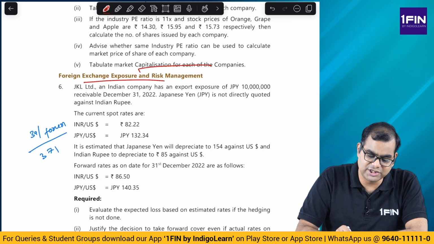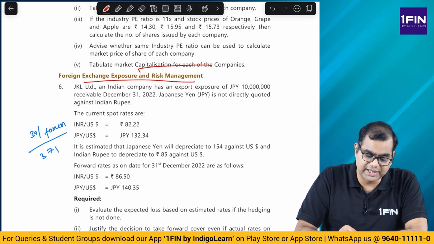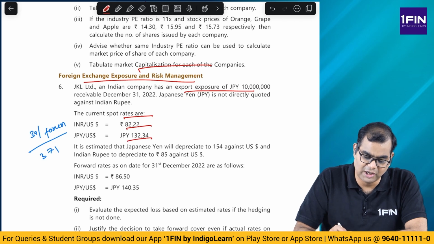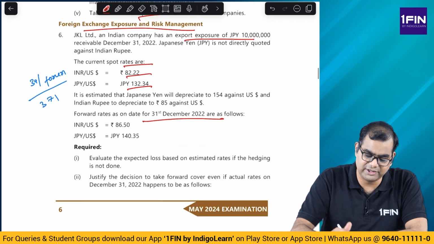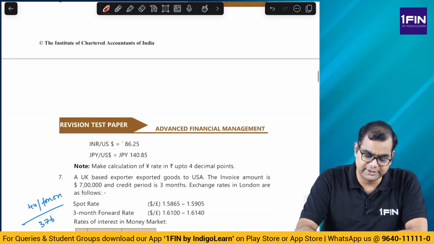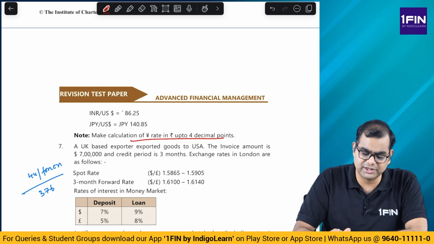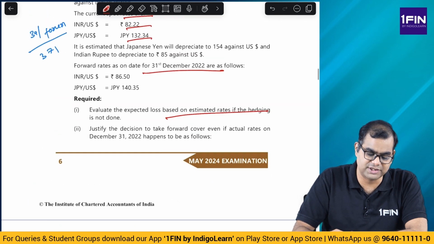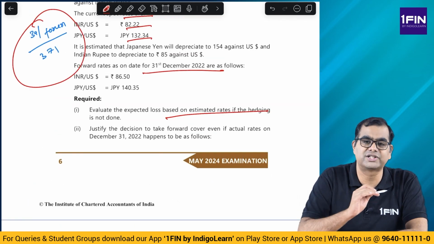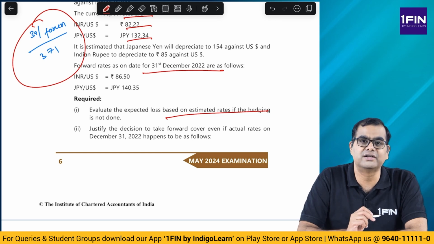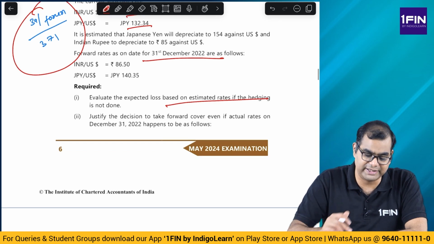Okay, foreign exchange exposure and risk management. JK Limited has an export exposure of so and so, current spot rates of JPY and USD are so and so, forward rates are so and so, evaluate the expected loss based on estimated rates if the hedging is not done. Make calculations in yen up to 4 decimals. This is question number 39, Forex chapter, page number 371 in the P590 compiler.